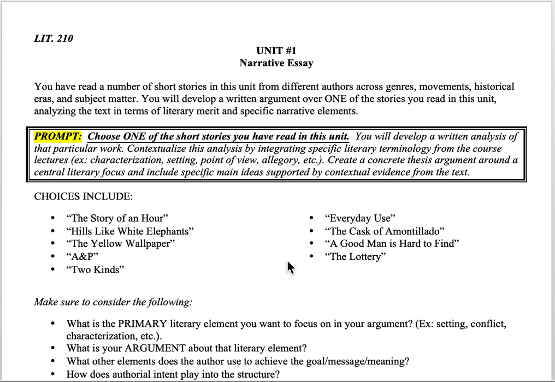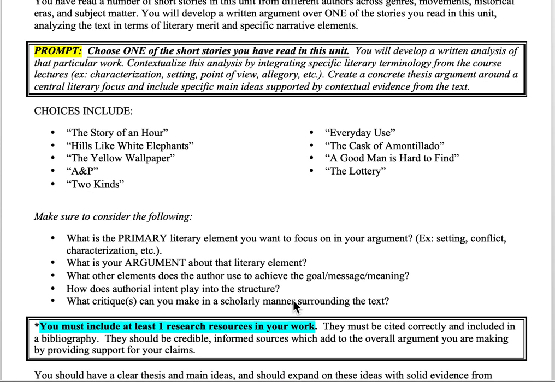So as you're reading, or as you're writing, I want you to kind of think about the following. So what is the primary literary element that you want to focus on in your argument? I would not try to attack all of them. It's too much to try and talk about why the setting, the characters, the plot, the conflict, the myth, the allegory, everything is important in a story. What I would suggest is focusing on a primary element that you want to focus on in your argument.